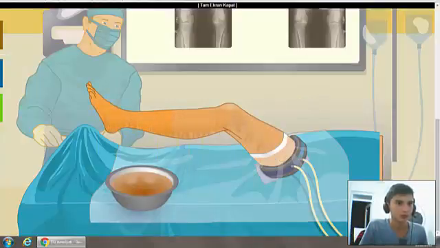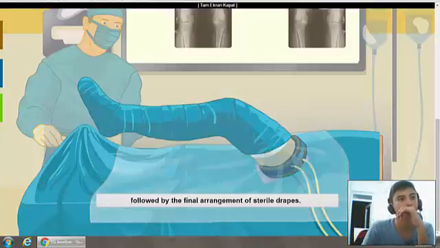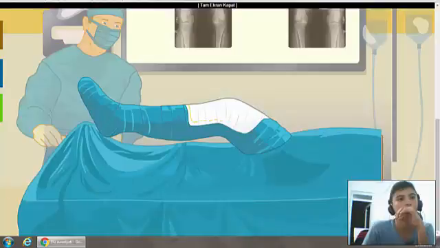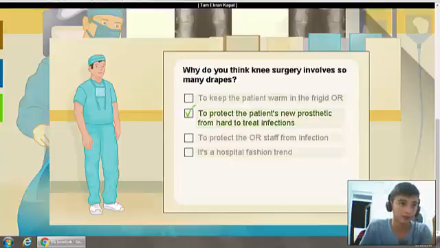Sür. Betadine scrub is applied 2 more times, followed by the final arrangement of sterile drapes. Sür bunu da. Why do you think knee surgery involves so many drapes?